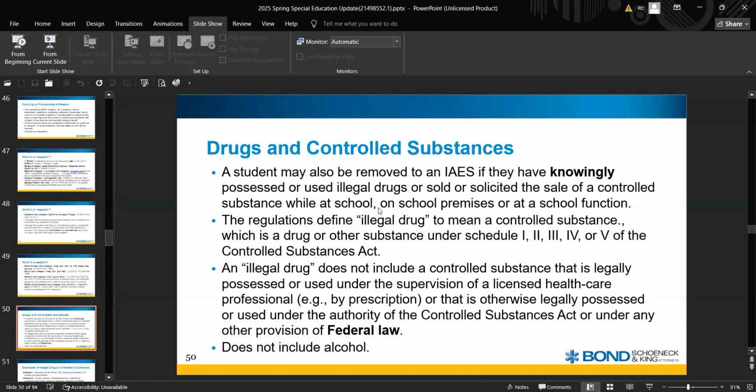An illegal drug does not include a controlled substance that is legally possessed or used under the care of a health provider, prescription drug, or possessed in compliance with federal law. So we know there's a difference between federal law and state law when it comes to marijuana. Federal law governs here. It doesn't matter that marijuana is legal in New York State. It's not legal under federal law, so that qualifies as an illegal drug for purposes of the IDEA.